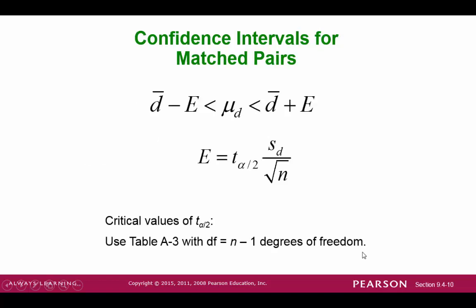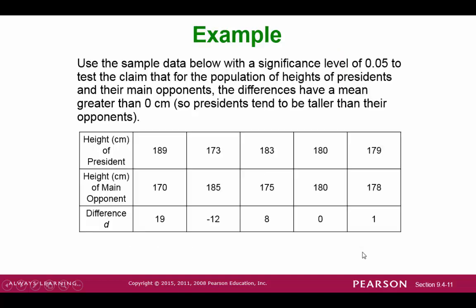Speaking of confidence intervals, this is our formula. Again, similar to x bar plus or minus e, where e is equal to the critical t-value times s over square root of n. This time we're using the d's to take a look at our differences. So let's actually do the example.